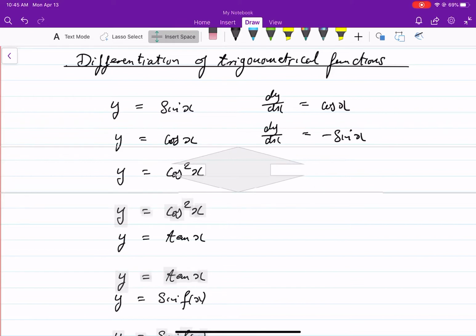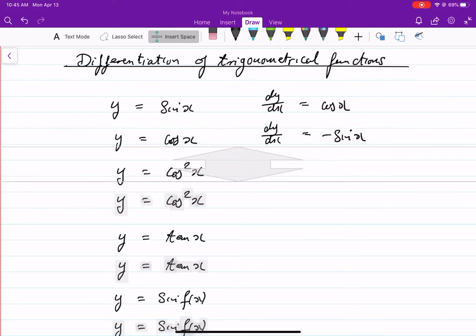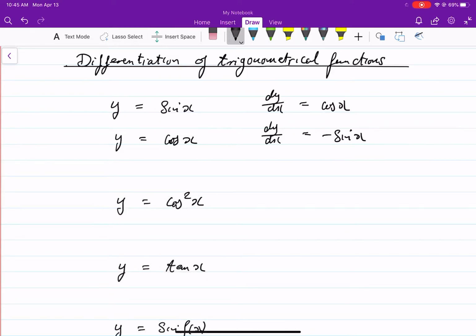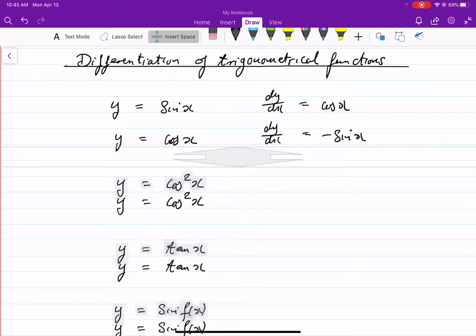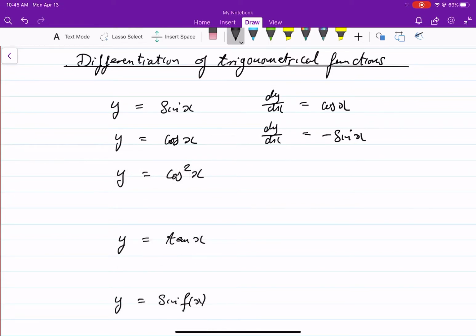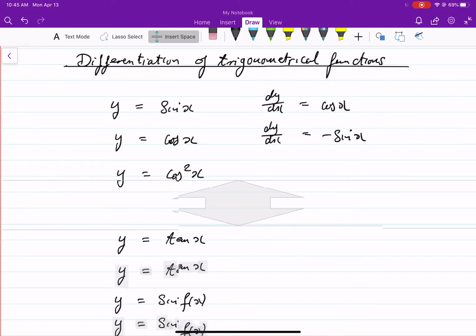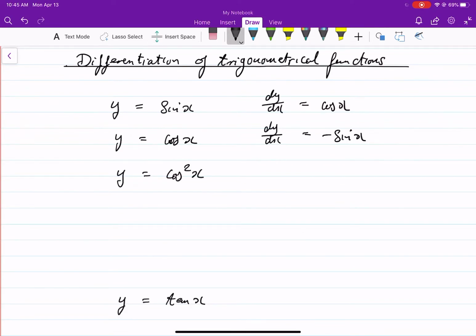Here's the next one. Y is equal to cos squared x. How about that one? How do we differentiate cos squared? Well, one thing you may want to do is to rewrite the cos squared x to look like this. Y is equal to cos x all squared. That's what cos squared x means. The cosine function squared.